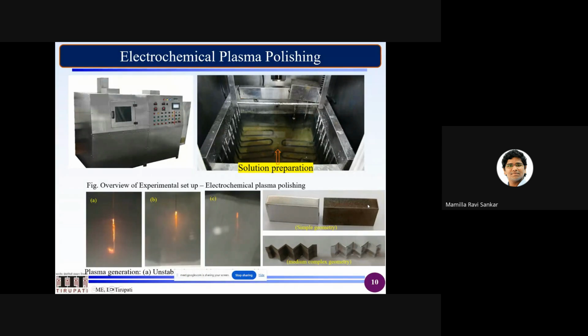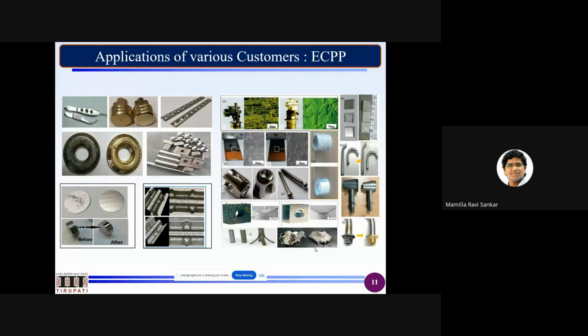When we get the customer's component to prove, you see how the finishing takes place. For simple geometries, and medium complex geometries like these, this is a part of tire molds basically. Tires require some geometries for gripping and other things. This is a part of a tire, from some company's tire manufacturing molds. These are the portfolios of electrochemical and chemical and other processes. Dry electrochemical polishing, I am not talking about because some of our papers are under consideration.